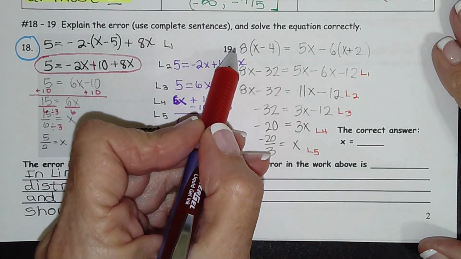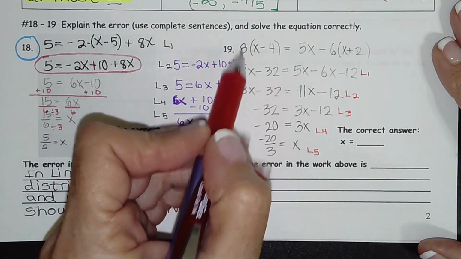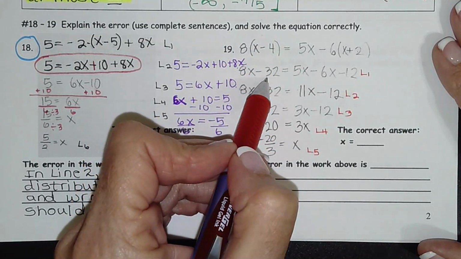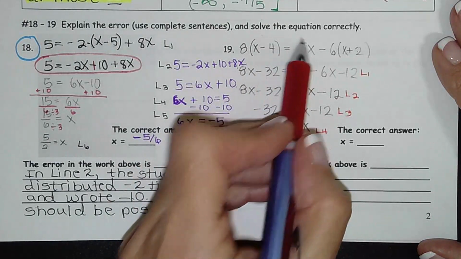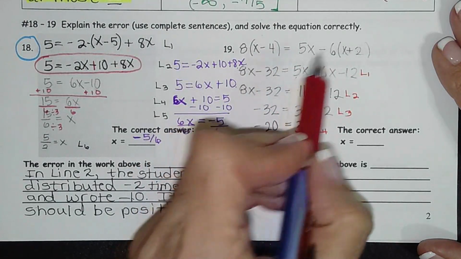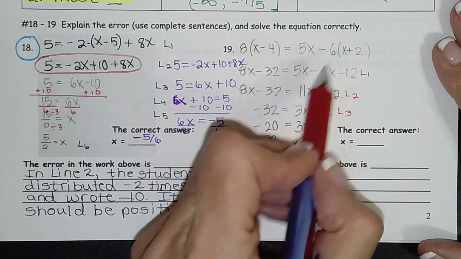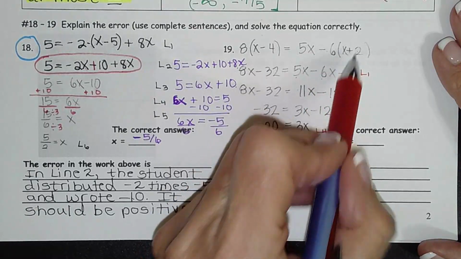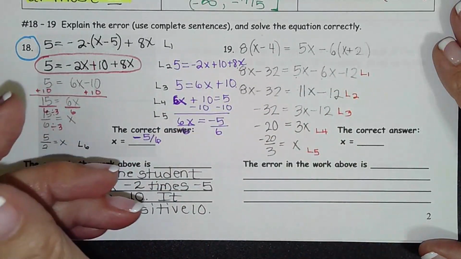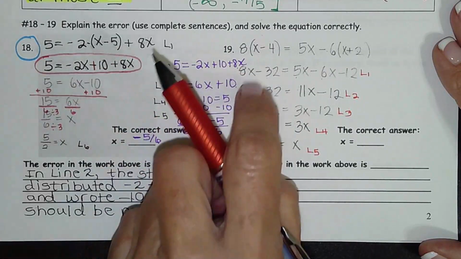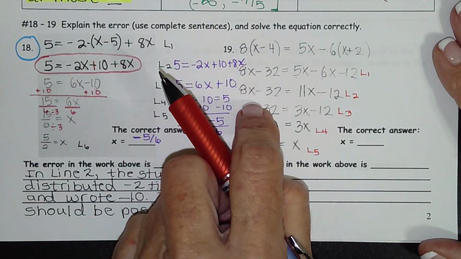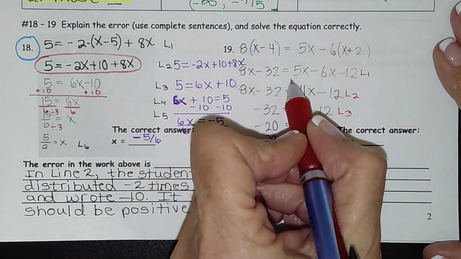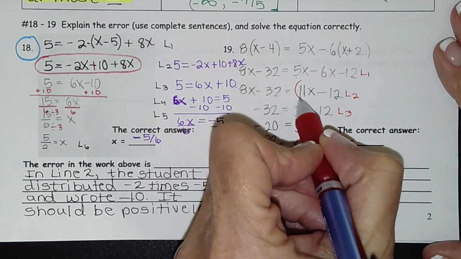So then we start distributing: 8x minus 32, because a positive times a negative is negative, looking good. 5x, a negative 6 times x is negative 6x. A negative 6 times positive 2 is negative 12. Perfect. So the left side stayed the same. Uh-oh, I see the error right here.